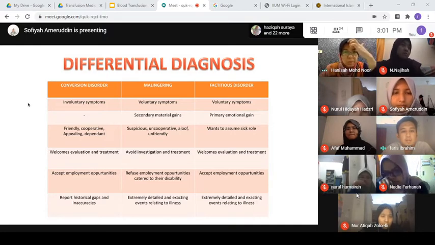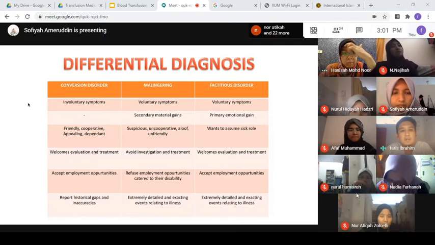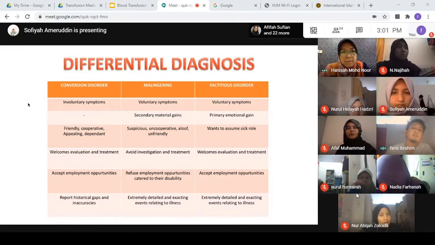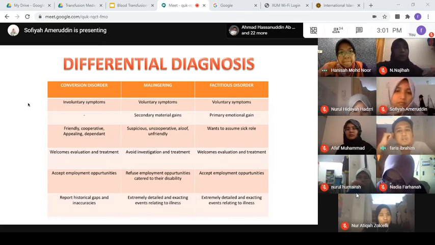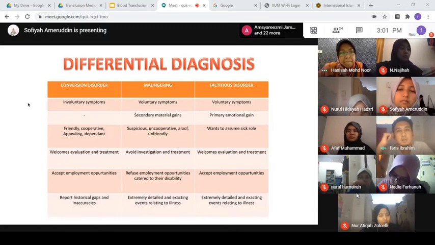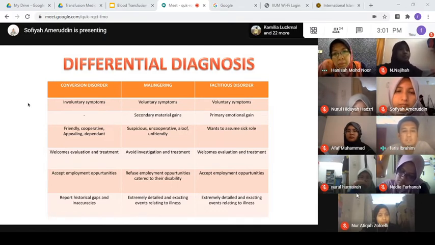So the last point is they report historical gaps and inaccuracies, whereas malingerers have extremely detailed and exacting events relating to the illness, meaning that they have been researching the illness that they want to malinger about, and once they are convinced enough that they know about the disease, then they only tell the physicians or the doctors what illnesses they have. They can tell us in extreme detail because of their reading, compared to conversion disorder. Okay, next.